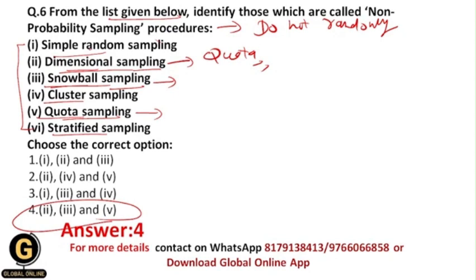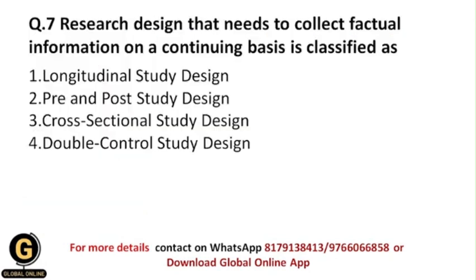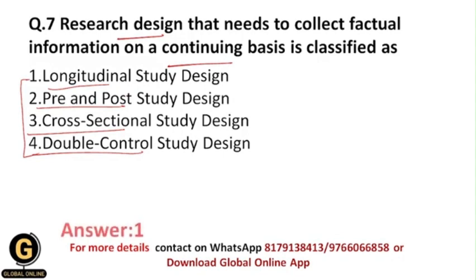Okay, next is, the research design that needs to collect factual information on a continuing basis is classified as. Okay, so from these options, which is the research design that needs to collect factual information on a continuing basis? Whether it is longitudinal study design, pre and post study design, cross-sectional study design or double control study design. Within this, the longitudinal study design is the study design that needs to collect factual information on a continuing basis, and that's why it should be your correct answer.